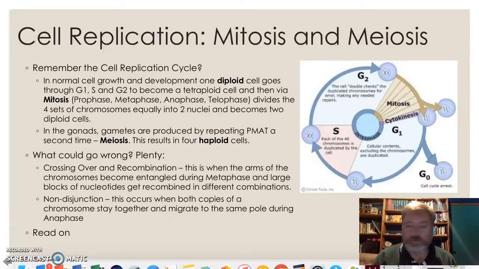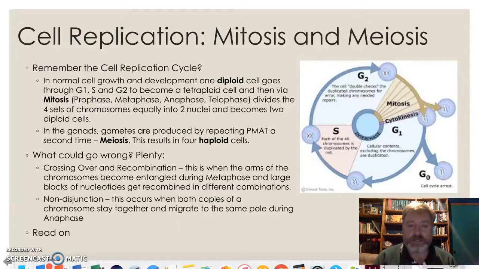In the gonads, this goes a bit further. And so in the gonads, we produce gametes. So in testes and ovaries, we make egg and sperm. And we then have to do prophase, metaphase, anaphase, telophase a second time. We don't do S, G1, G2 a second time, just mitosis. Well, in this case we call it meiosis. So it's a mitosis a second time. And this now gives us 4 haploid cells.